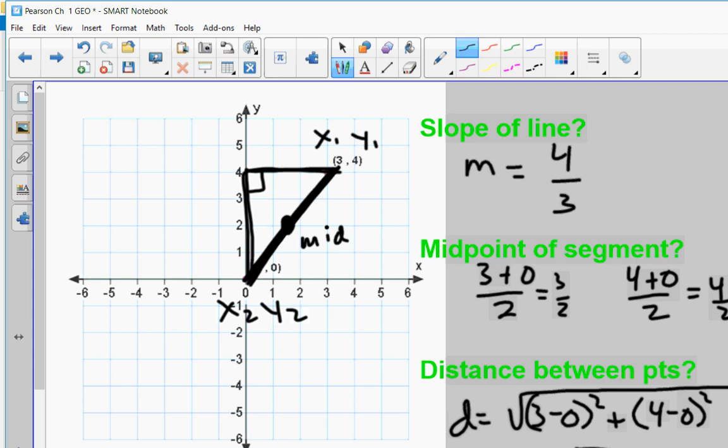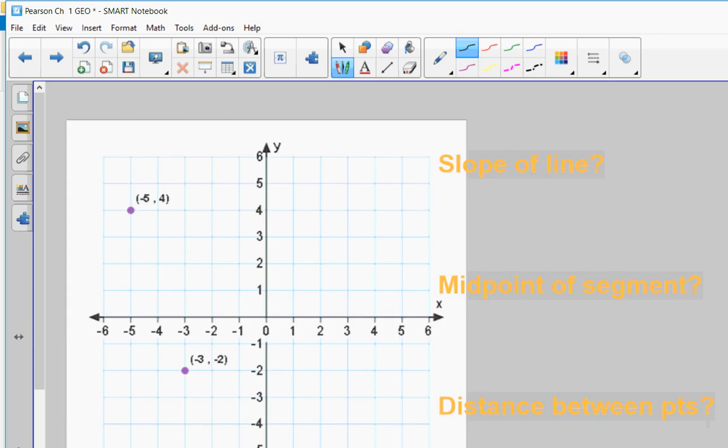Okay. So I'll let you guys do this one. Find the 3 things. If you want to hit pause and do that, those 3 just exactly like what we did before. Okay.